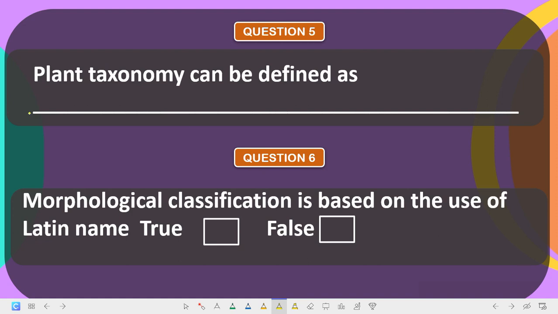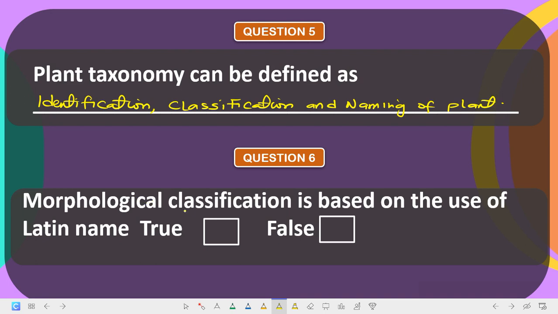Plant taxonomy can be defined as the identification, classification, and naming of plants and plant drugs. Okay.